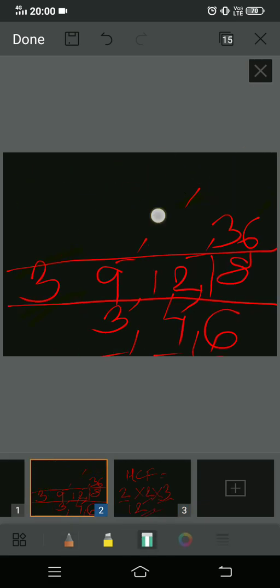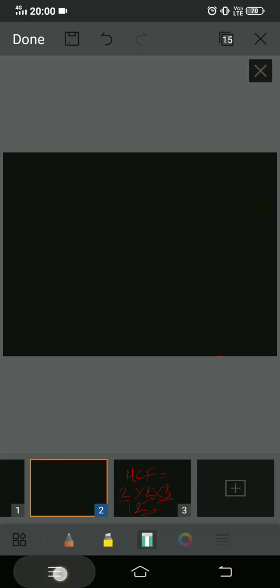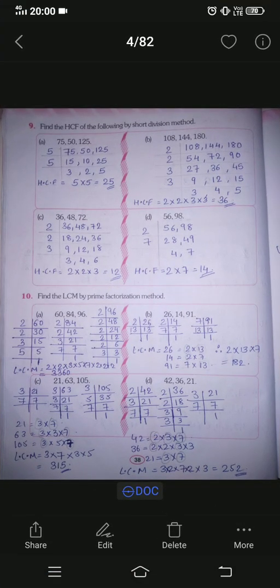Okay, I hope you might have understood. Question number D is also simple, 56 and 98. I'm not explaining that. That is for your homework. Okay, children, so let's move to our question number 10. Question number 10 is, find the LCM by prime factorization method.